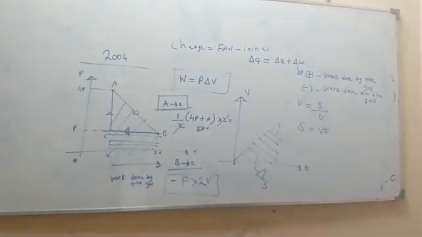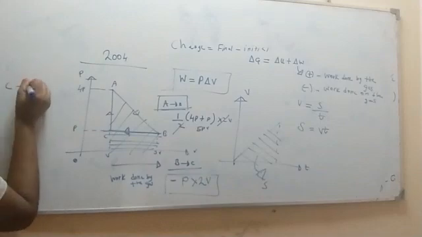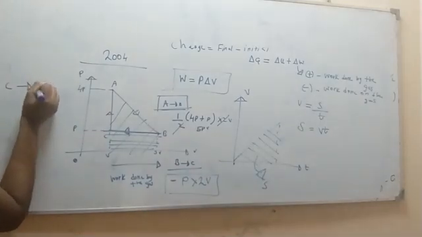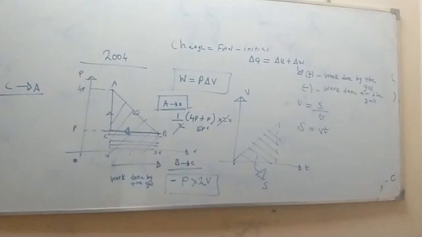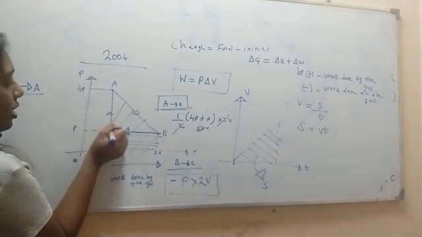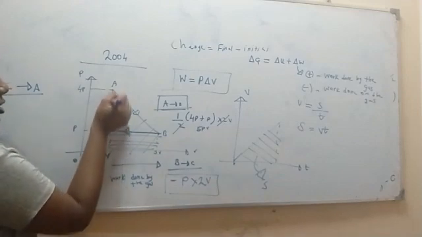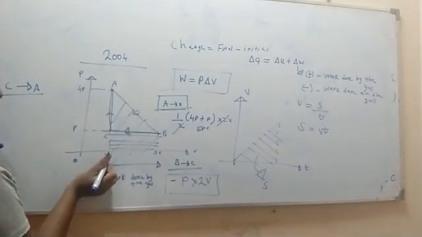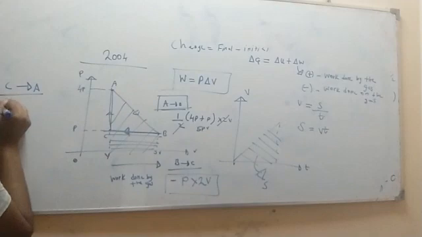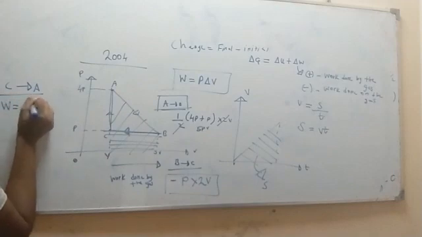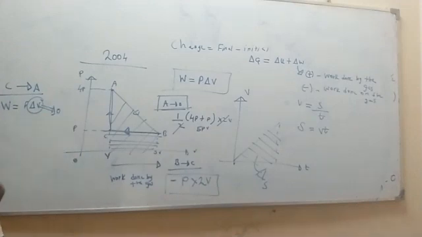Then when you consider the C to A process, work done by the gas is 0. Why? Because at the initial position C, its volume is V. Then it is reaching position A, and in position A also its volume is V. Therefore, work is equal to what? Pressure into change in volume. Therefore, change in volume is 0. Therefore, for the C to A process, work done is 0.